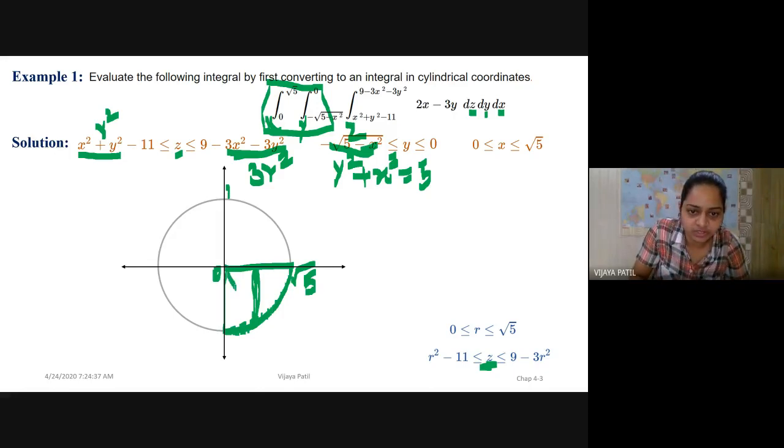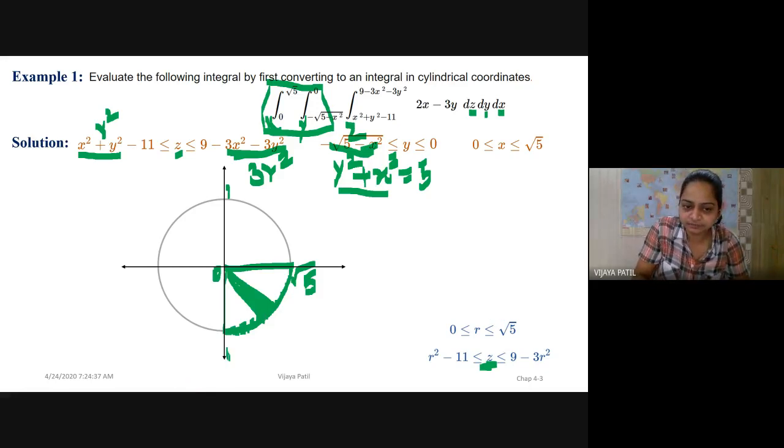If I draw a ray here, this ray will move from 0 to this circle. This circle is nothing but square root of 5. It's very simple: y square plus x square is 5, therefore r square equals 5 and r equals root of 5. So we have got the limit for r, and now how will theta move?